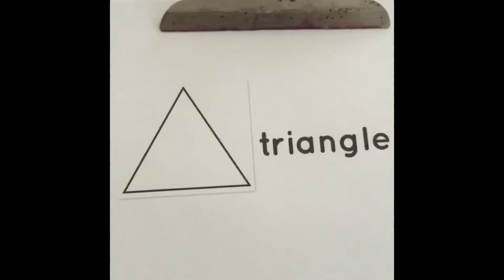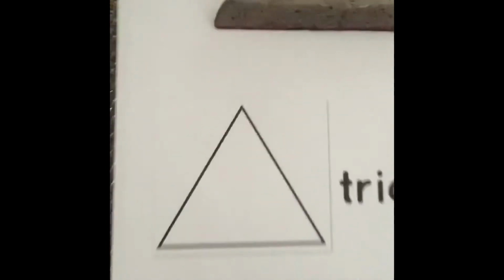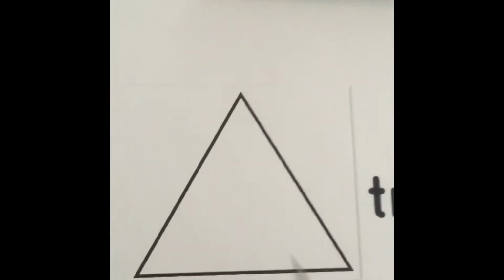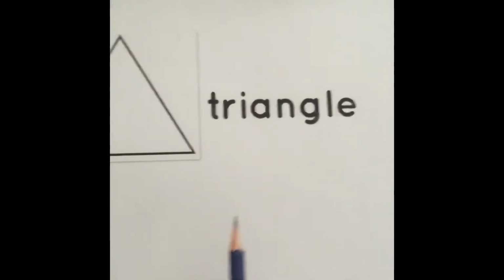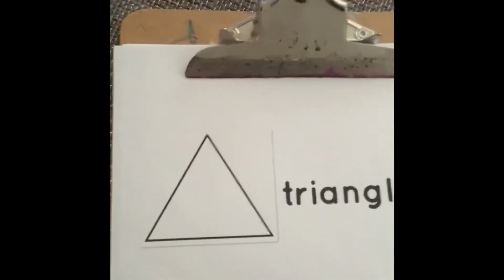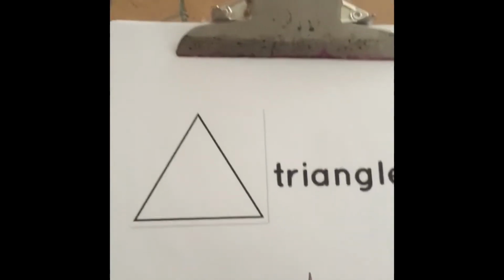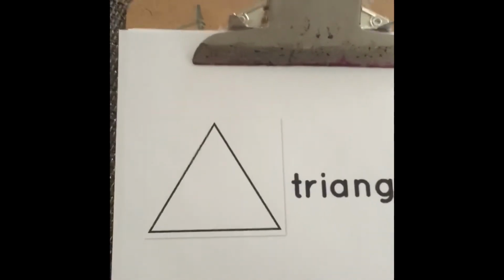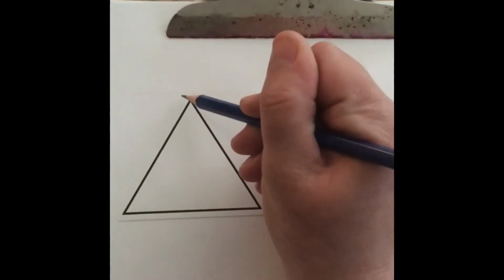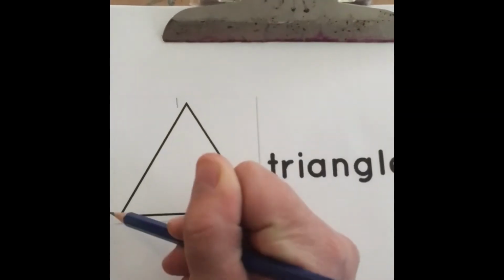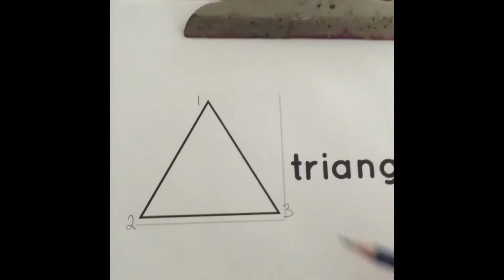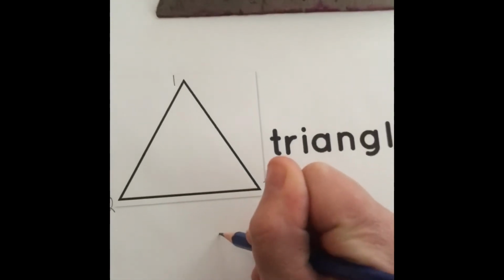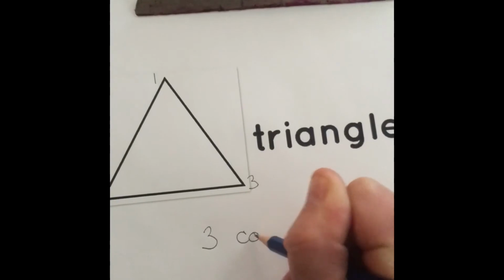And now we move on to our final shape, which is the triangle. Here we have the picture of our triangle, and here we have the word triangle written beside it. Now let's see, how could we describe a triangle? Let's start by counting how many corners the triangle has. It has 1, 2, 3. So a triangle has 3 corners.